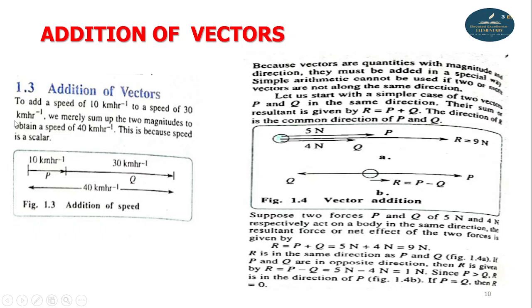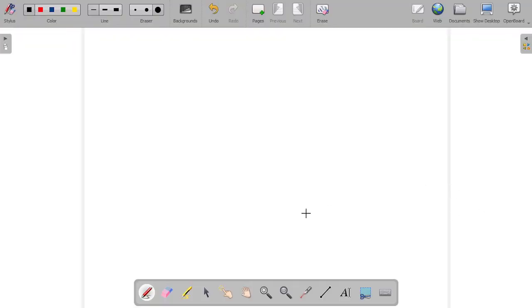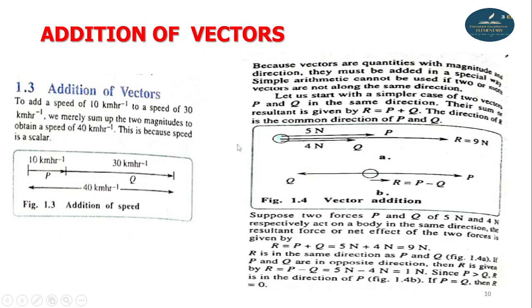Addition of vectors. To add a speed of 10 km per hour to a speed of 30 km per hour, we merely sum up the two magnitudes to obtain a speed of 40 km per hour. Why? What's the reason? This is because speed is a scalar, so we add it in the manner of algebra. Addition of speed 10 kilometers per hour with 30 kilometers per hour gives 40 kilometers per hour.